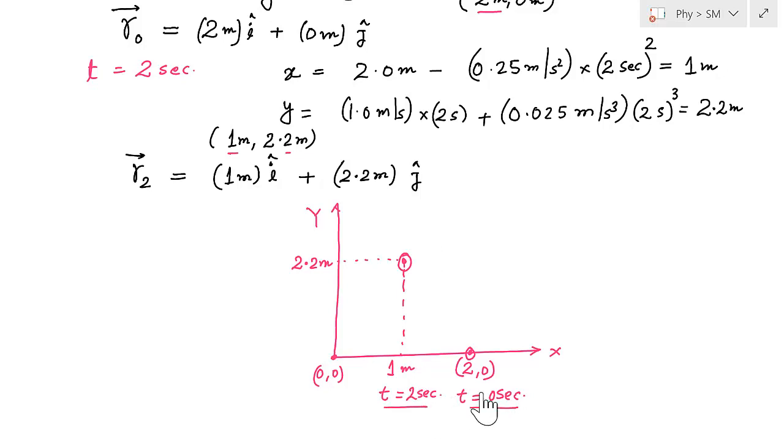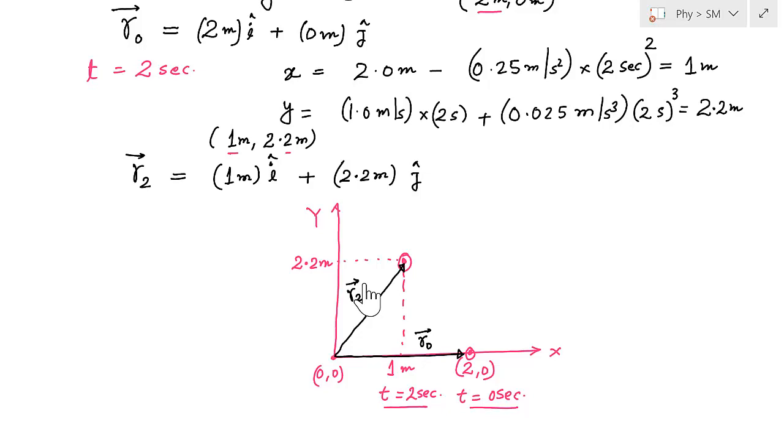So what is the position vector? If you remember, position vector is nothing but you have to make a line from the origin to the final position. So this is the position vector at time 0, that is r0. And this is the position vector at t equals 2 seconds, that is the r2 vector. So these are the position vectors, that is the position of the object corresponding to 0 second and corresponding to 2 second.